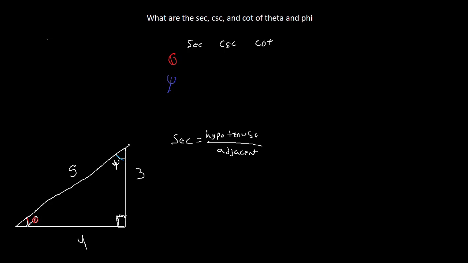So for theta, this angle right here, the hypotenuse, again, is always the side that is opposite 90 degrees. So in this case, our hypotenuse is 5. And our adjacent, again, that's the side that is touching the angle. So in this case, our adjacent is going to be 4. Right, so our secant in this case is 5/4.